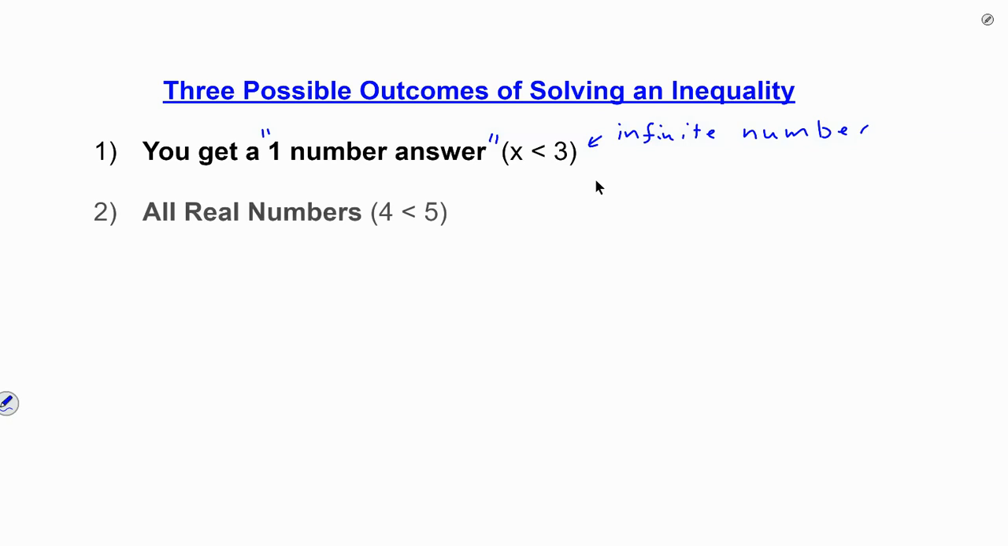The other possibility is we could have all real numbers. Now, this is when we solve it and we get a true inequality. So 4 is less than 5. Or you would get negative 10 is less than negative 5. Something like that. And the last possible outcome is we could have no solution. That's when we solve it down and we get an inequality that's never true. So 4 is greater than 5, but we all know that's not true. So that concludes our special cases of solving inequalities.